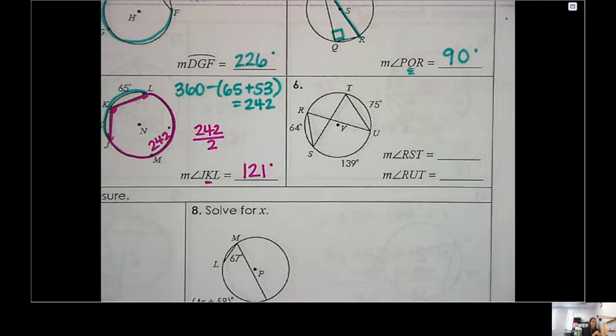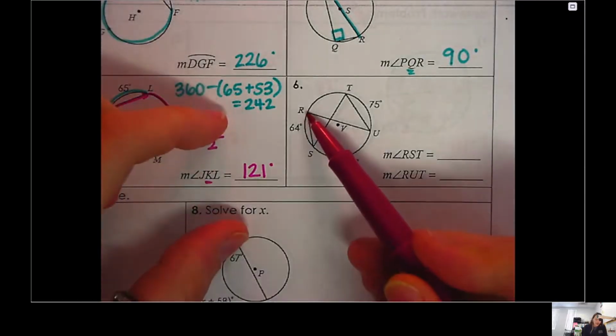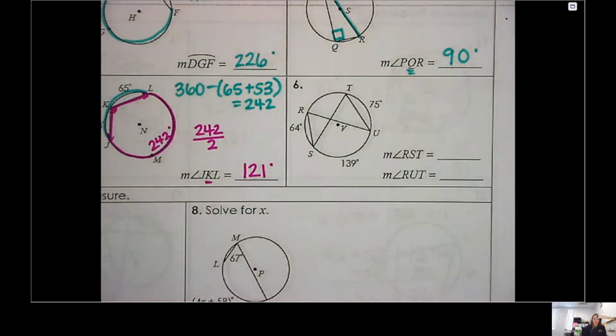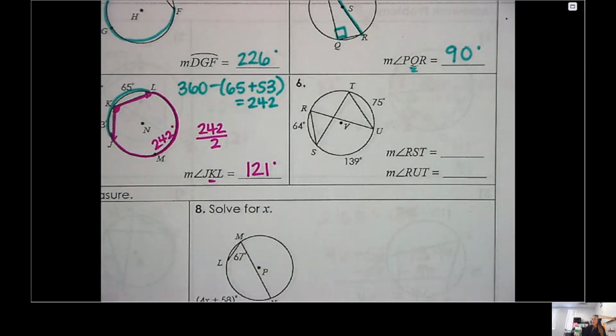Which would be one? RS and T. Okay, so you're given RS, TU. What else are you given? Chords. You are given some chords. You're also given 139. Vertical angle.